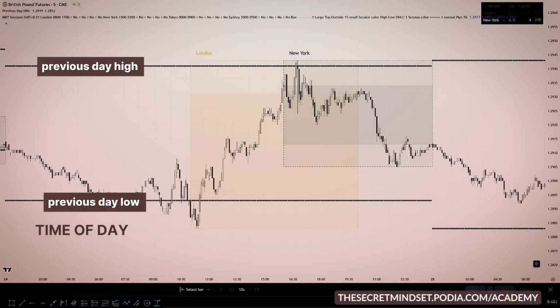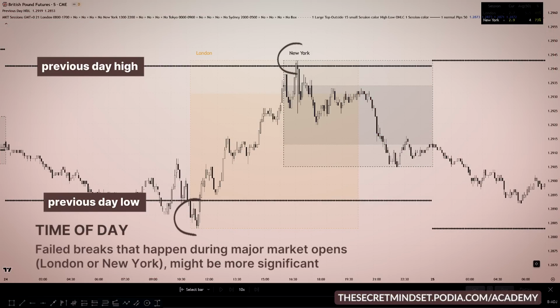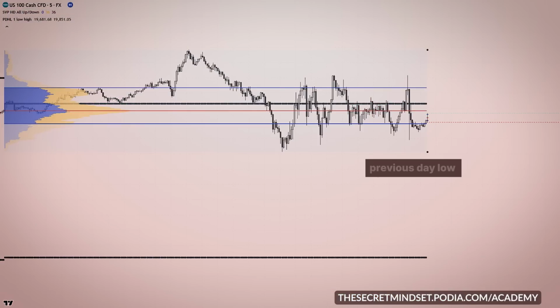You could also consider the time of day. Failed breaks that happen during major market opens, like London or New York, might be more significant due to the increased volume and participation of institutional traders at these times.